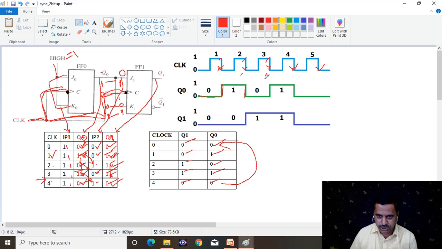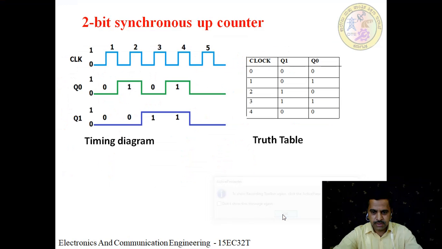Again, on 1 to 0, it goes from 0 to 1. Again it goes from 1 to 0. The second flip-flop also changes on the negative edge. Then when it goes from 1 to 0, again it goes from 0 to 1. In this fashion, the 2-bit synchronous up counter works here.